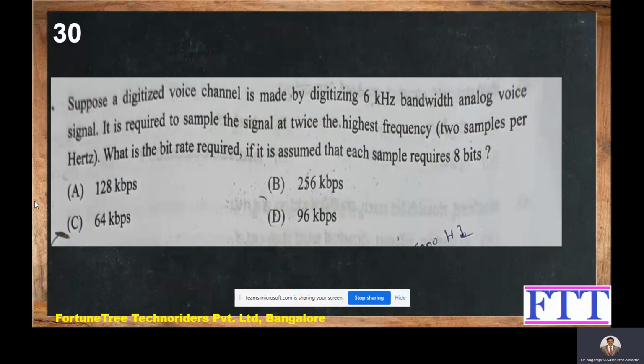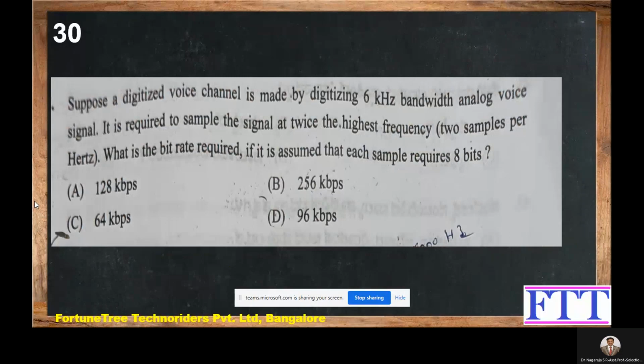Suppose a digitalized voice channel is made by digitalizing a 6 kilohertz bandwidth analog voice signal. It is required to sample the signal at twice the highest frequency. What is the bit rate required if it is assumed that each sample requires 8 bits? Option A is 180 kilobits per second. Option B 256 kilobits per second. Option C 64 kilobits per second. Option D 96 kilobits per second.